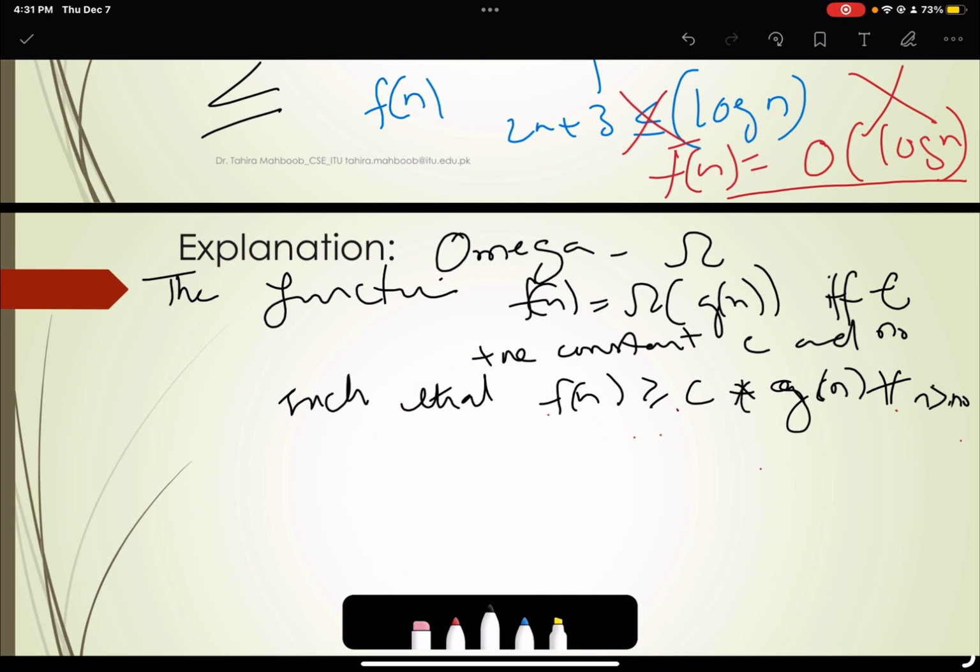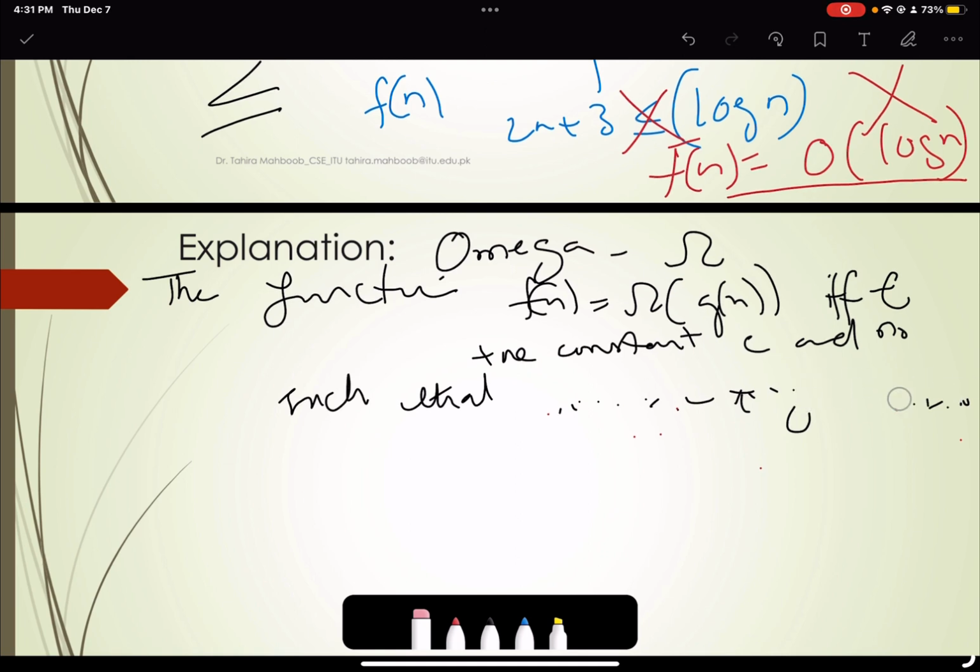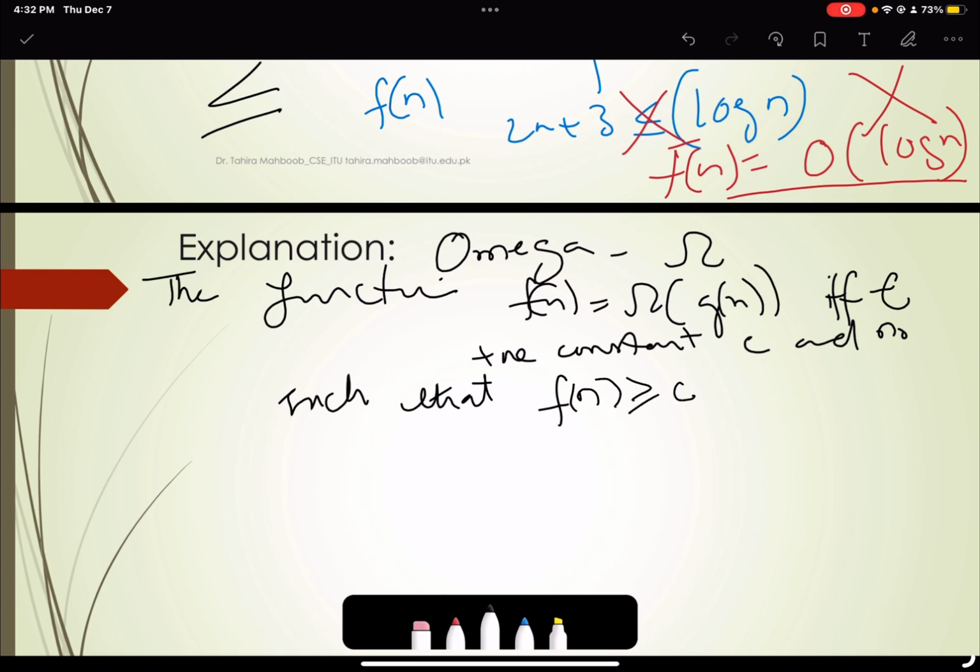C multiplied by, let's write it neatly a little bit. Your f of n should be, because we are trying to find the lower bound for a function, we find a function that is lesser than this given function g of n for all n greater than or equal to a fixed value n naught. Let's go to that example again.